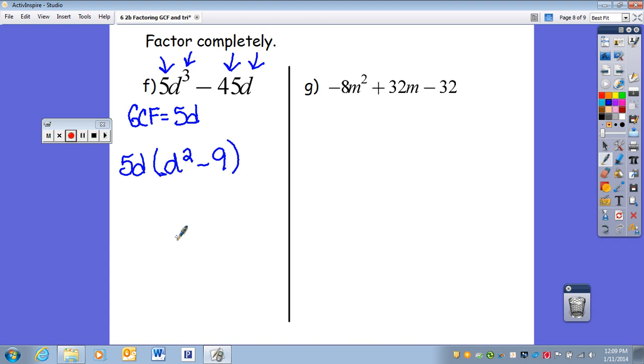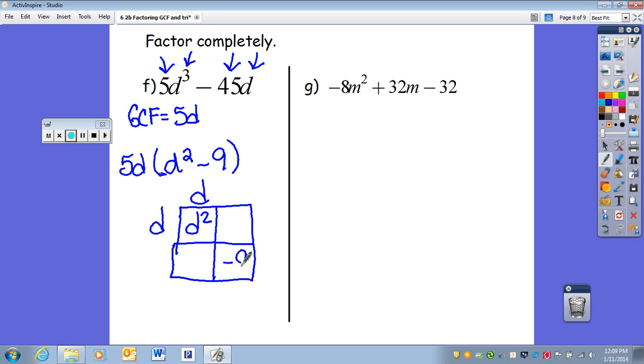So let's take a look at the box method to factor our binomial, which is inside of our parentheses, so that we continue to factor completely. First, we'll put our d squared in our first box, and remember that d times d gives us d squared. Then we want negative 9 in this box. In order to get a negative 9, we know that one of our factors needs to be positive and one needs to be negative.